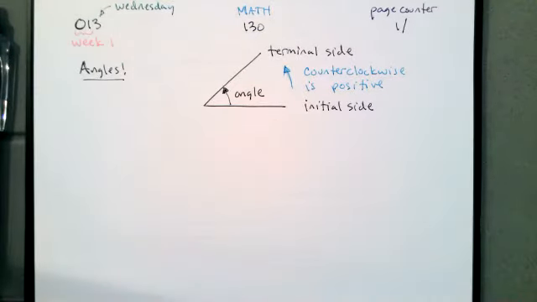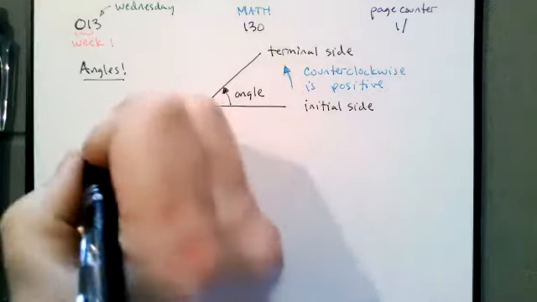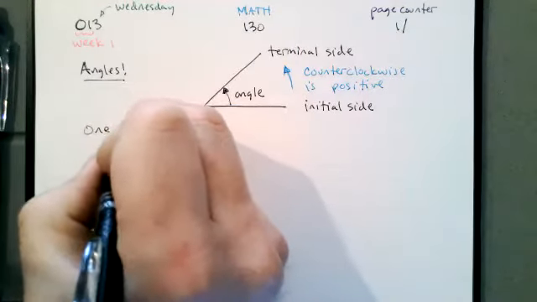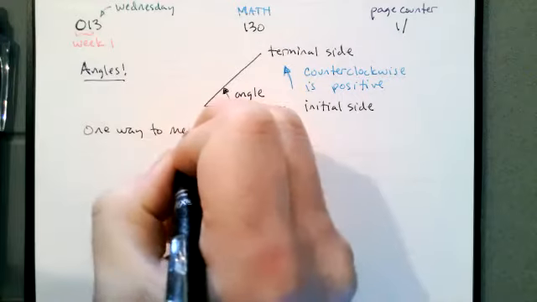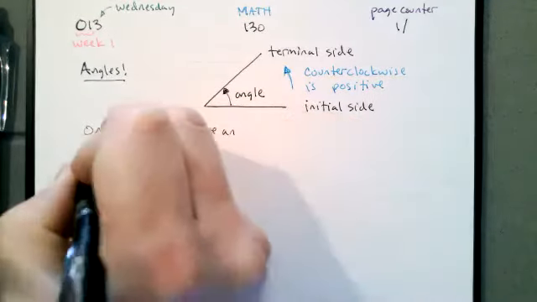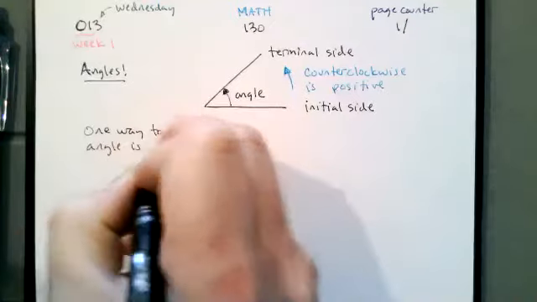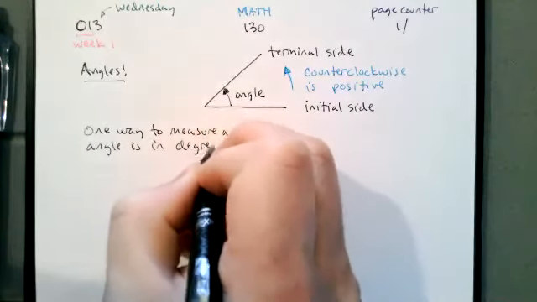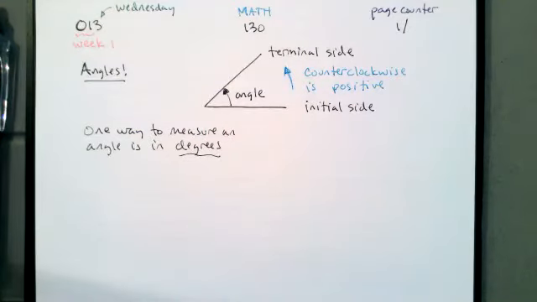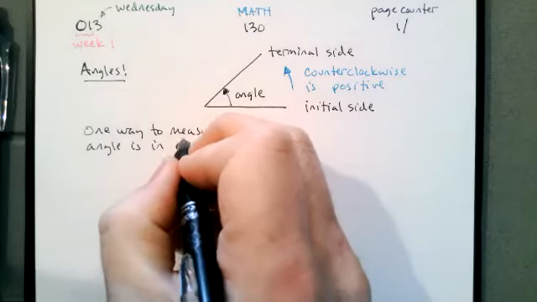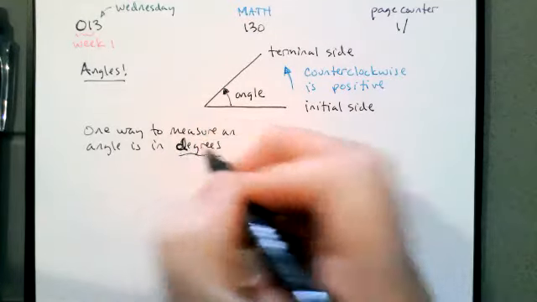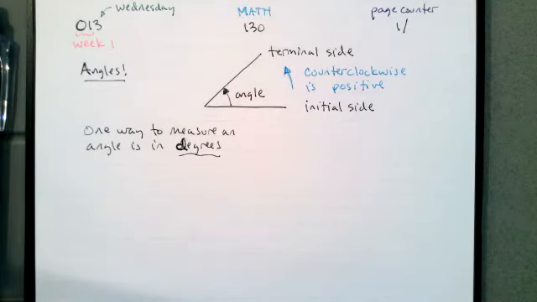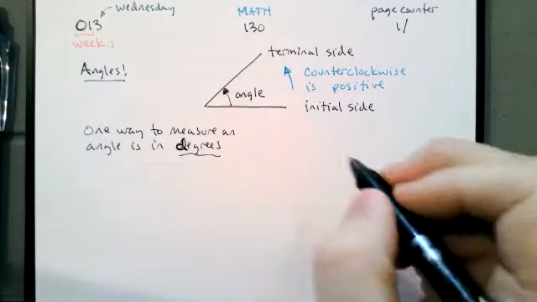So let's talk about how we measure angles. One of the ways we measure angles is using degrees. One way to measure an angle is in degrees. This is supposed to be a D. I tried to fix it and I made it worse. So one way to measure angles is in degrees. And this is a good place to start because we're familiar with degrees.